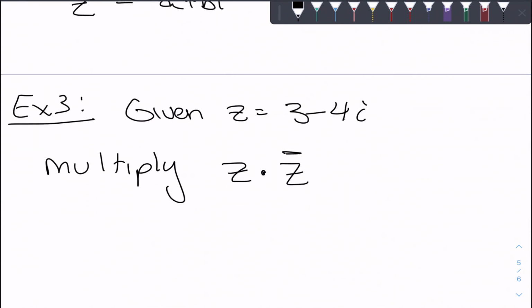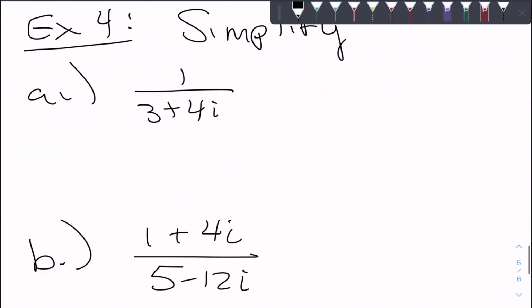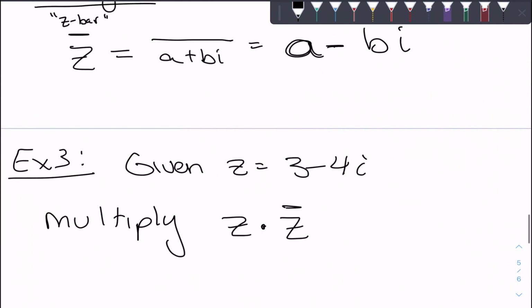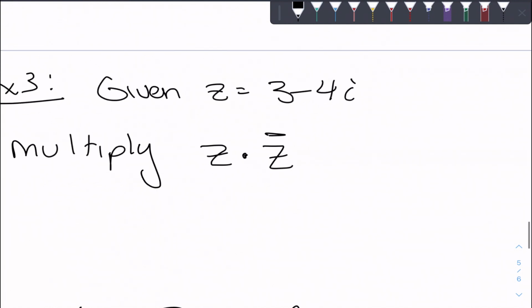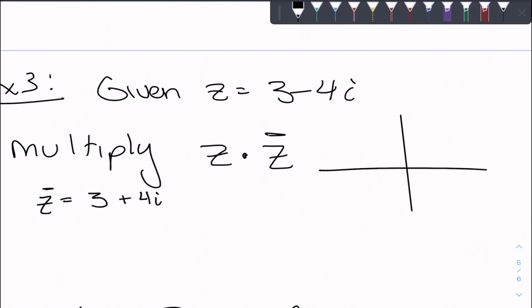So let's just take a look at this. First off, it says multiply, given z equals 3 minus 4i. Multiply z times z bar. So let's first write out what z bar is. The real part stays the same. The imaginary part is the opposite sign. Now, if I graph these in terms of my real and imaginary axis, 3 minus 4i, that is our z, and then our conjugate is 3 plus 4i.